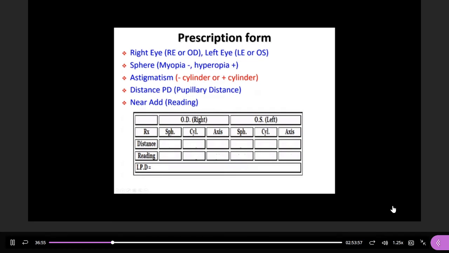Then we go to the letters SPH. SPH is actually the short form for sphero. Plus means hyperopia; you're giving positive lens power to help them correct it. Minus, which most of our students will give to 80 or 90% of their patients, is the myopia treatment. For the treatment of myopia and hyperopia, you're giving minus or plus. So this is sphero.